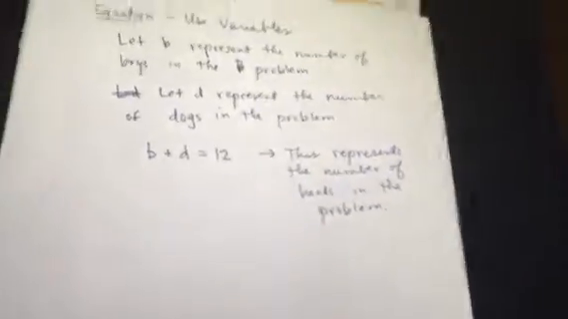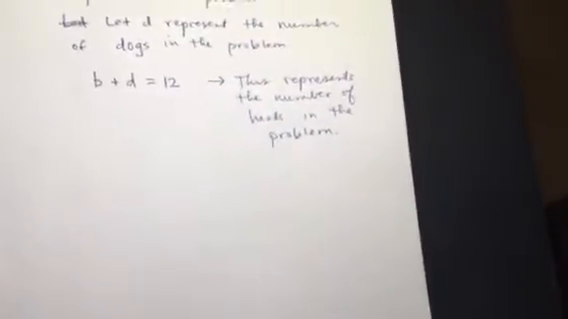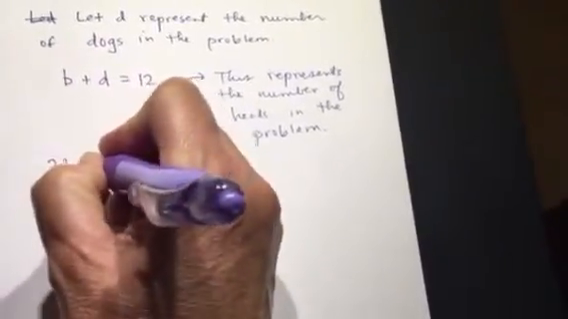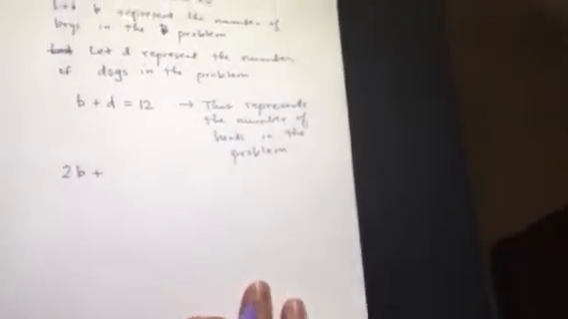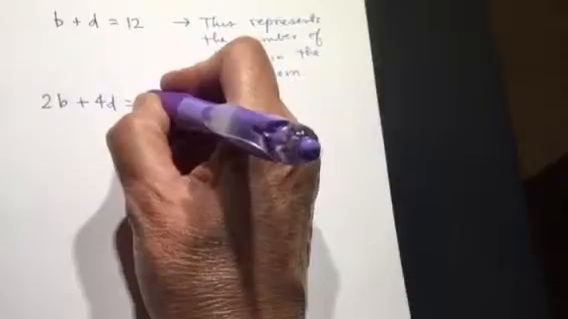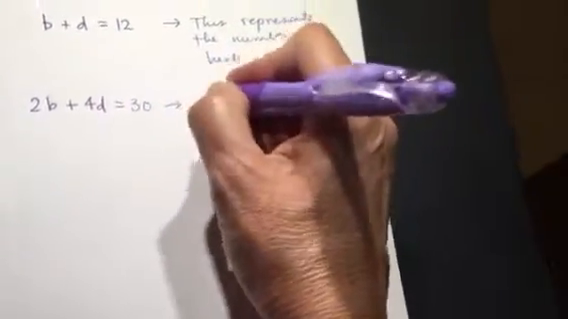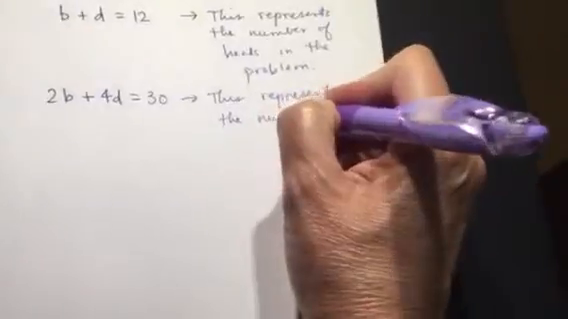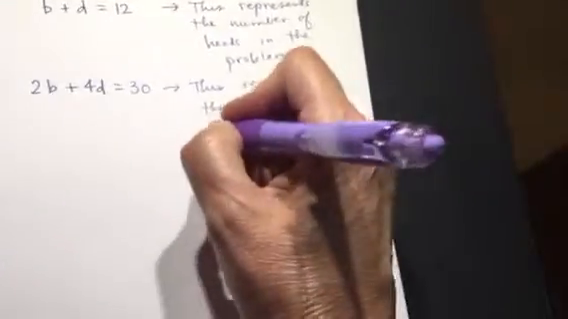And then the other equation I need is going to be for the number of feet. Well, every boy has 2 feet, so I can say 2B, and every dog has 4, so 2B plus 4D equals 30. So this equation represents the number of feet in the problem.